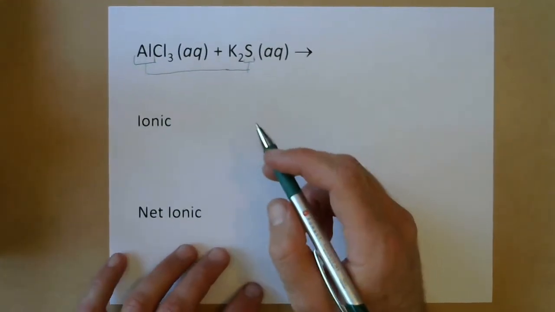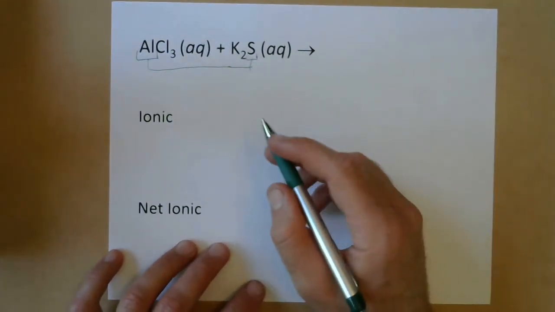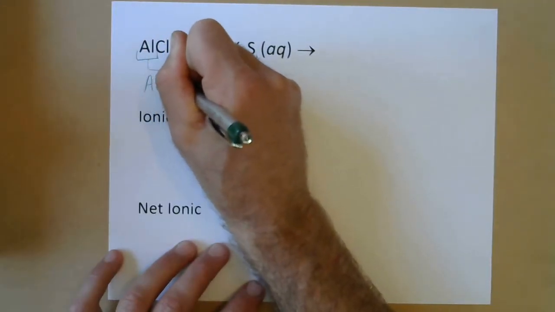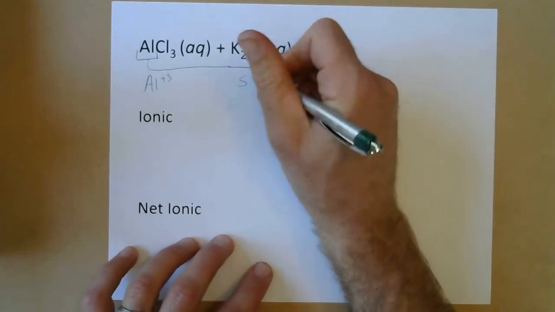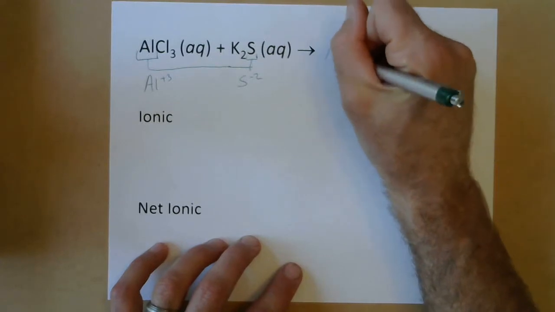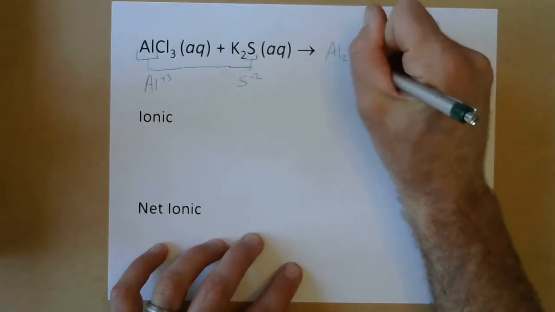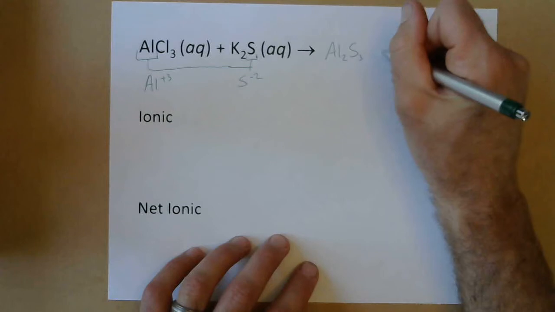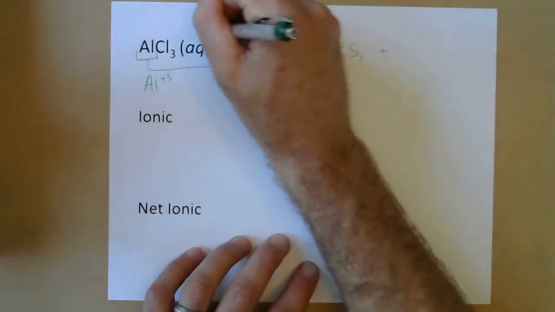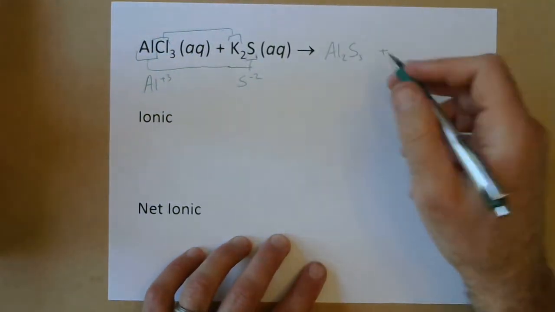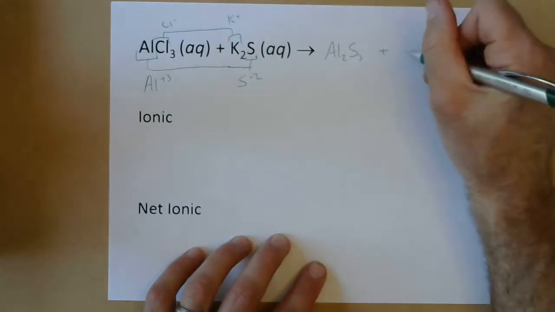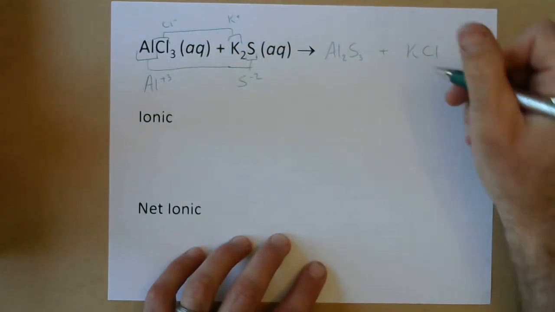On this one, we have to think a little bit more about the charges. In the last one, it was easy because everything was +1 or -1. But here we'll think about the charges. Aluminum is always a +3 charge. Sulfide is a -2 charge. So when we put these together to make aluminum sulfide, it has to be Al2S3. And then our other pairing is going to be the potassium with the chloride. Potassium's a +1 charge, chloride's a -1 charge, so when I put those together, it's KCl.